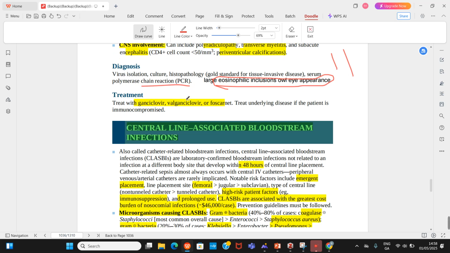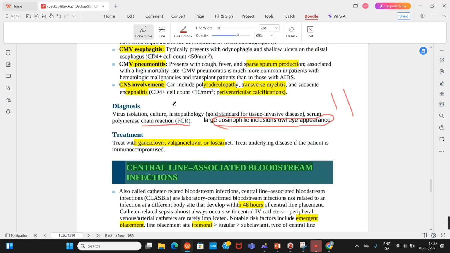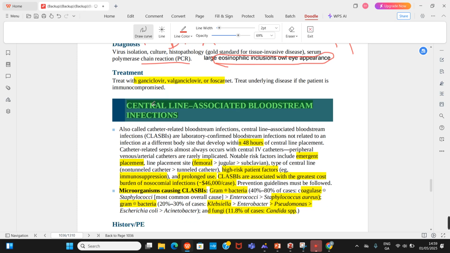So of course, is CMV a DNA or RNA virus? Anybody? Is it DNA or RNA? Microbiology. It is a DNA virus. Why? Because it belongs to the family of the herpes DNA viruses. Human herpes virus type 5 is CMV. So that's DNA.